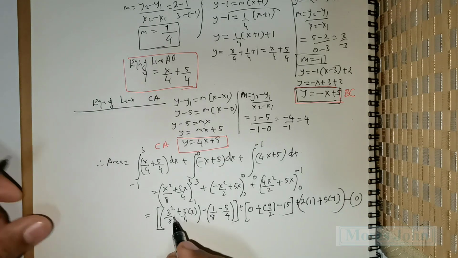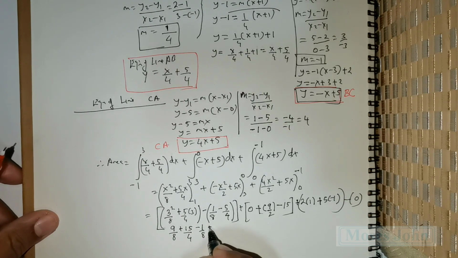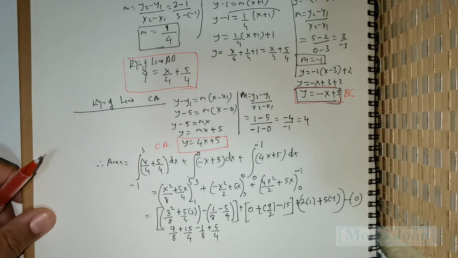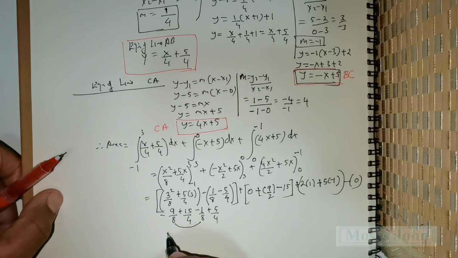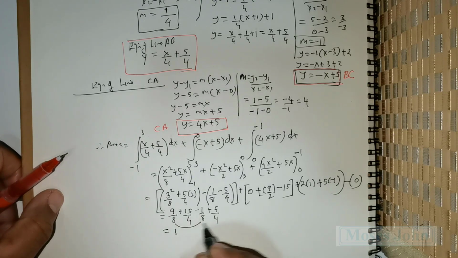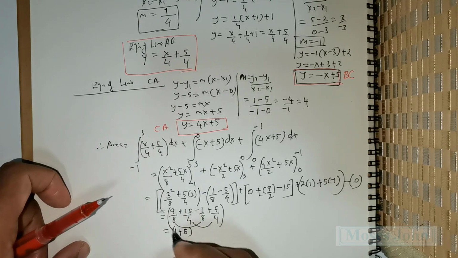So let us evaluate this. So 3 squared is 9 over 8. This is 15 over 4, this is negative 1 over 8, this is positive 5 over 4. So this is what we have got. Now these two can be added, so that would give me 8 divided by 8, right? So that's going to be 1. Now these two can be added, so that will be 20 divided by 4. So that's going to be positive 5 there. Okay, for this part, we have done a good job.